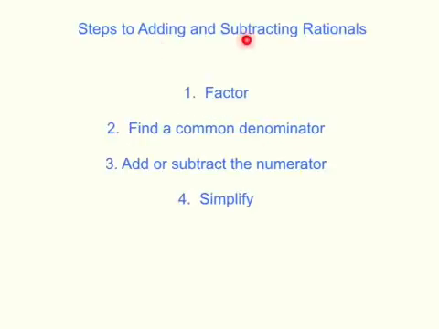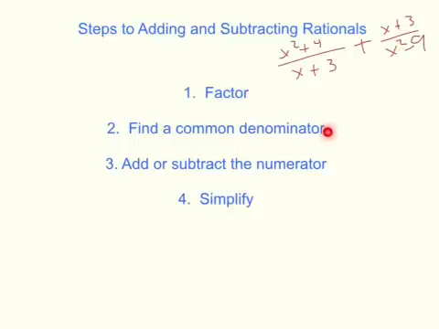So when we add and subtract rationals, remember rationals are a polynomial over a polynomial. So now we're going to be adding or subtracting them instead of multiplying and dividing. So a rational plus or minus another rational. You have to still factor first. Okay, that's still the first step.